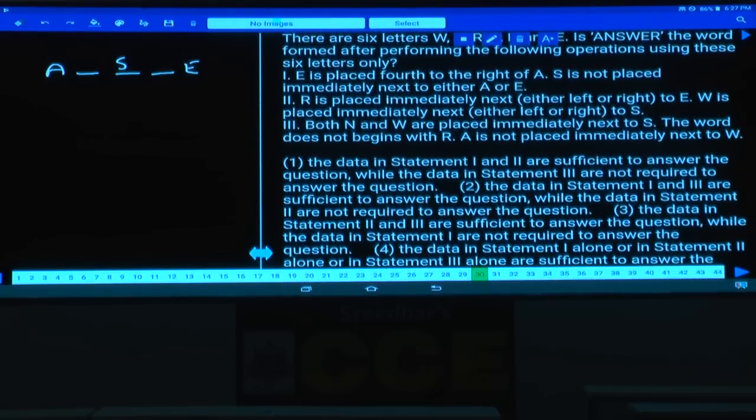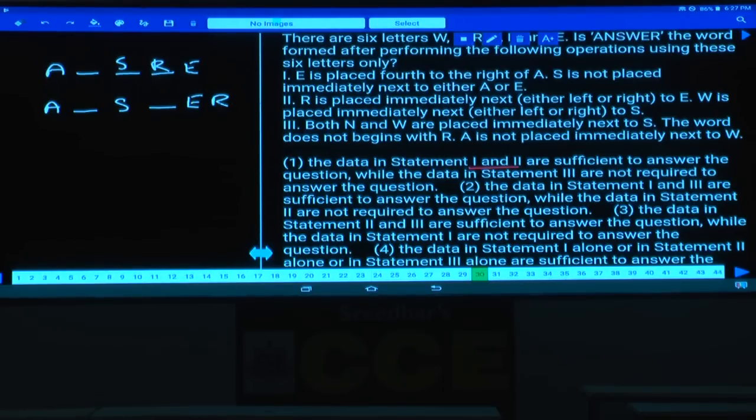As choice 4 is completely ruled out, now we need to go for the combination of 1 and 2, 1 and 3, and so on. Then what is choice 1 here? 1 and 2. What is 1 here? E is placed 4th to the right of A, S is not placed immediately next to either A or E, and R is placed. As of now, how many letters are there? There are 5 letters in this one. We are having only 6 letters. Then R is placed immediately next, either left or right to E. R can be either at this place, that is one possibility, and what is the second possibility here? S here at this place, and E is here, R can be here. There are 2 possibilities, isn't it?